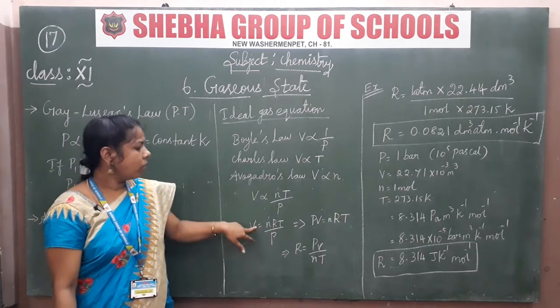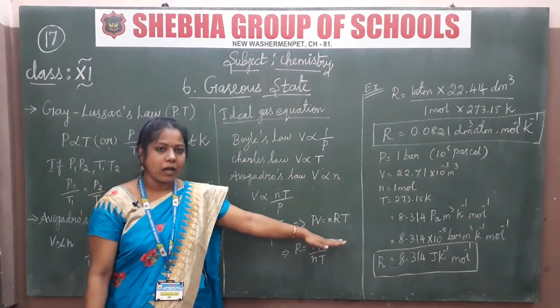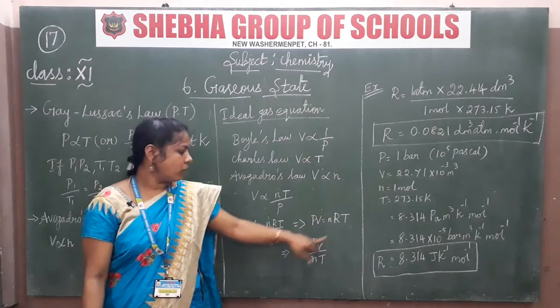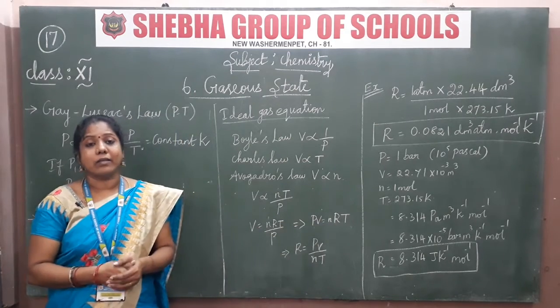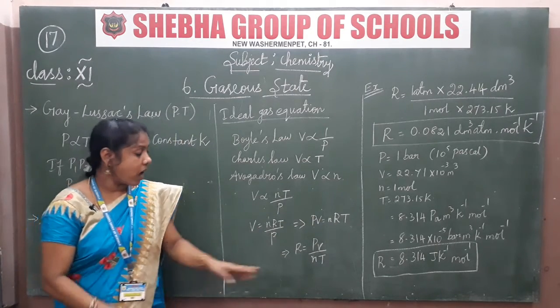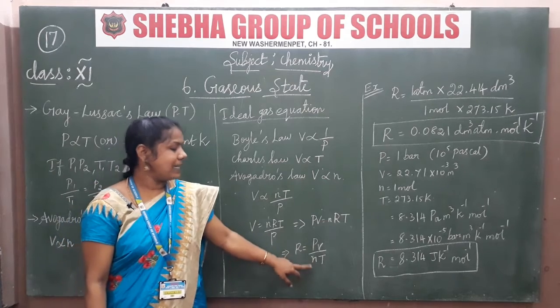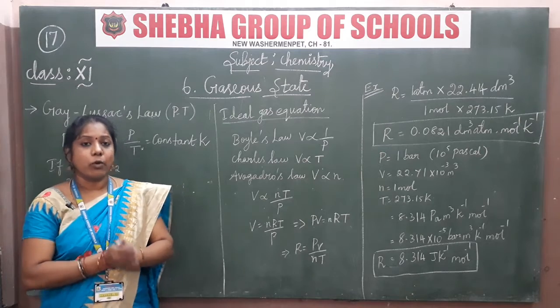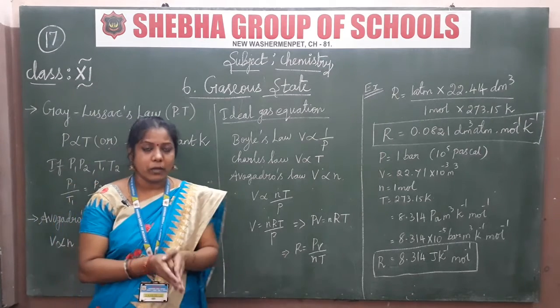Okay, so PV is equal to nRT. From this equation we can write the R value. How can we find out R, that is the ideal gas constant value for R: PV by NT. So using that formula, how can we find out the value of R? You would have studied the value of R.